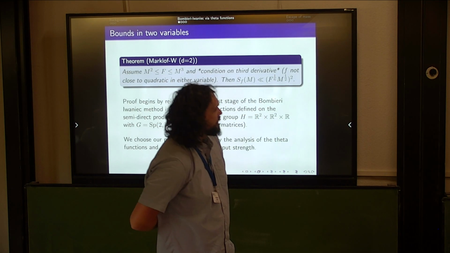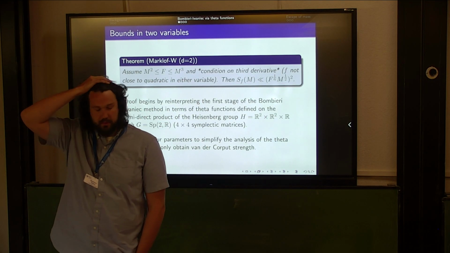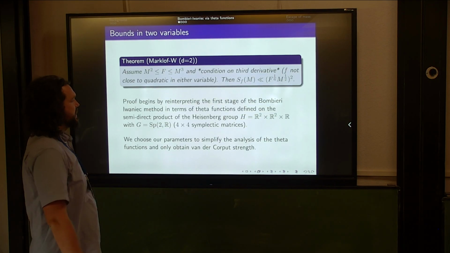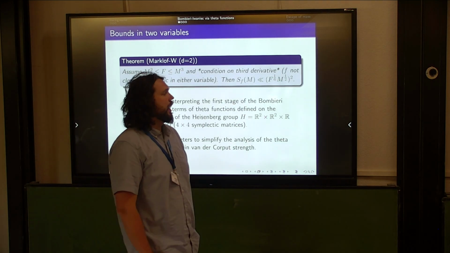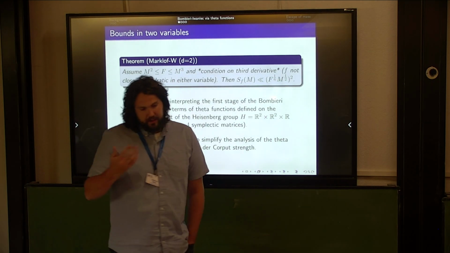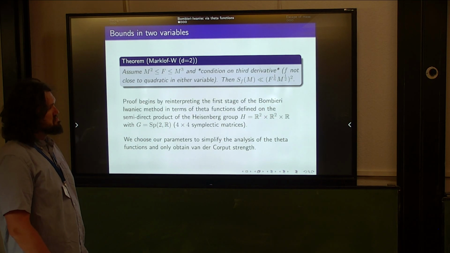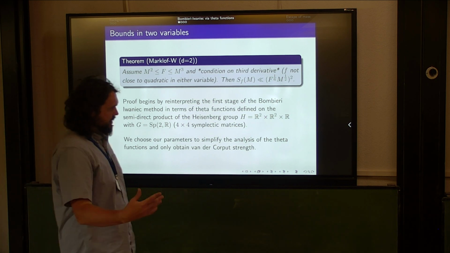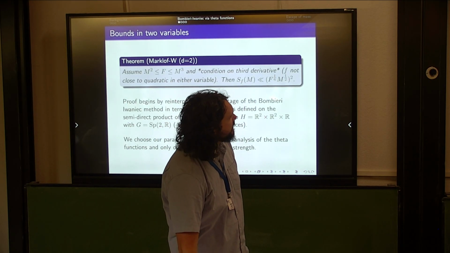But at a very important stage in our proof, we choose our parameters to simplify our analysis, and that's why we only obtain a bound that's of the van der Corput strength. And of course, like I said, I think this project is still in its early stages, and I'm still optimistic that we can push this further. Of course, I think this will require more sophisticated combinations of the harmonic analysis with dynamics.